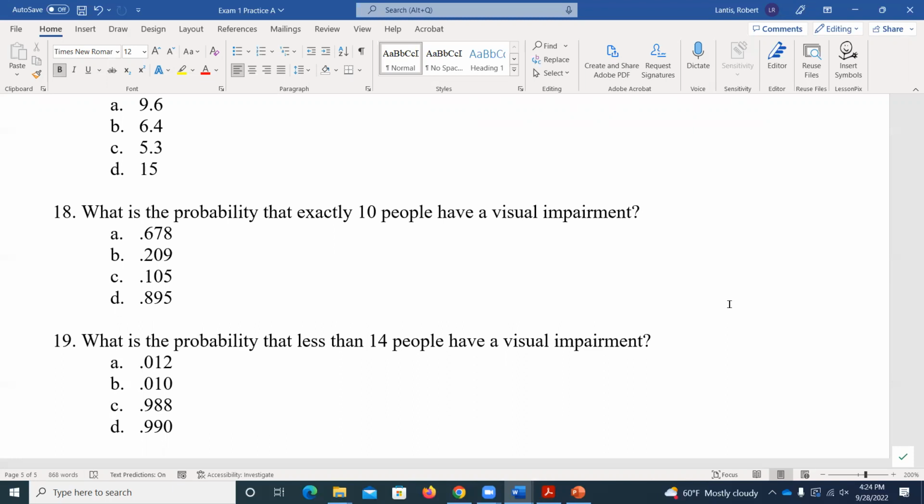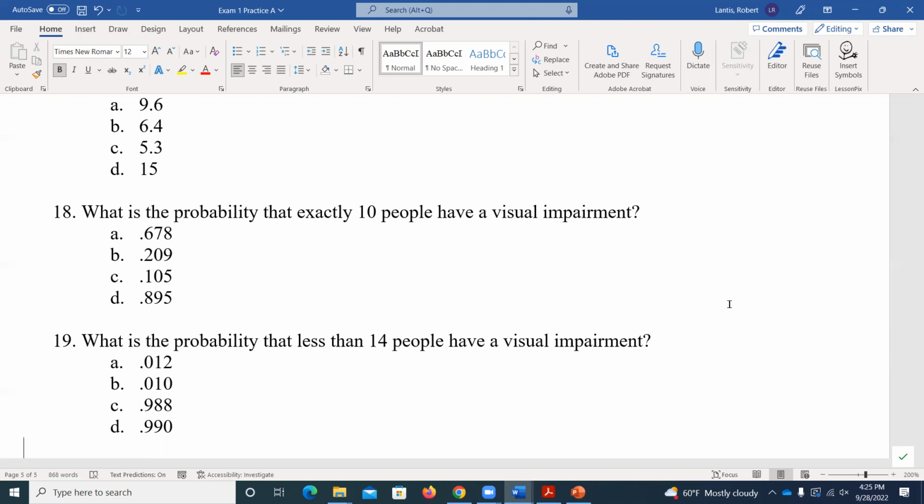So this is where drawing this might help me see 9 and 10. Sorry, I wrote down 8. 9 and 10 are the most likely outcomes. And then as I move in either direction, those probabilities start to decrease. Well, if I want the probability of being less than 14, that means I would be adding up all these probabilities, including the two most likely, the next most likely, and the next, including almost all of the most likely outcomes I'll see.